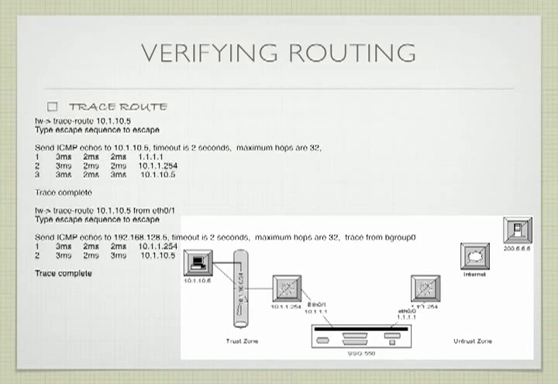You'll notice the first one defaulted to the lowest numbered interface, Ethernet 00, and the second one we did from Ethernet 01, showing the path that it will take to get there from that interface.